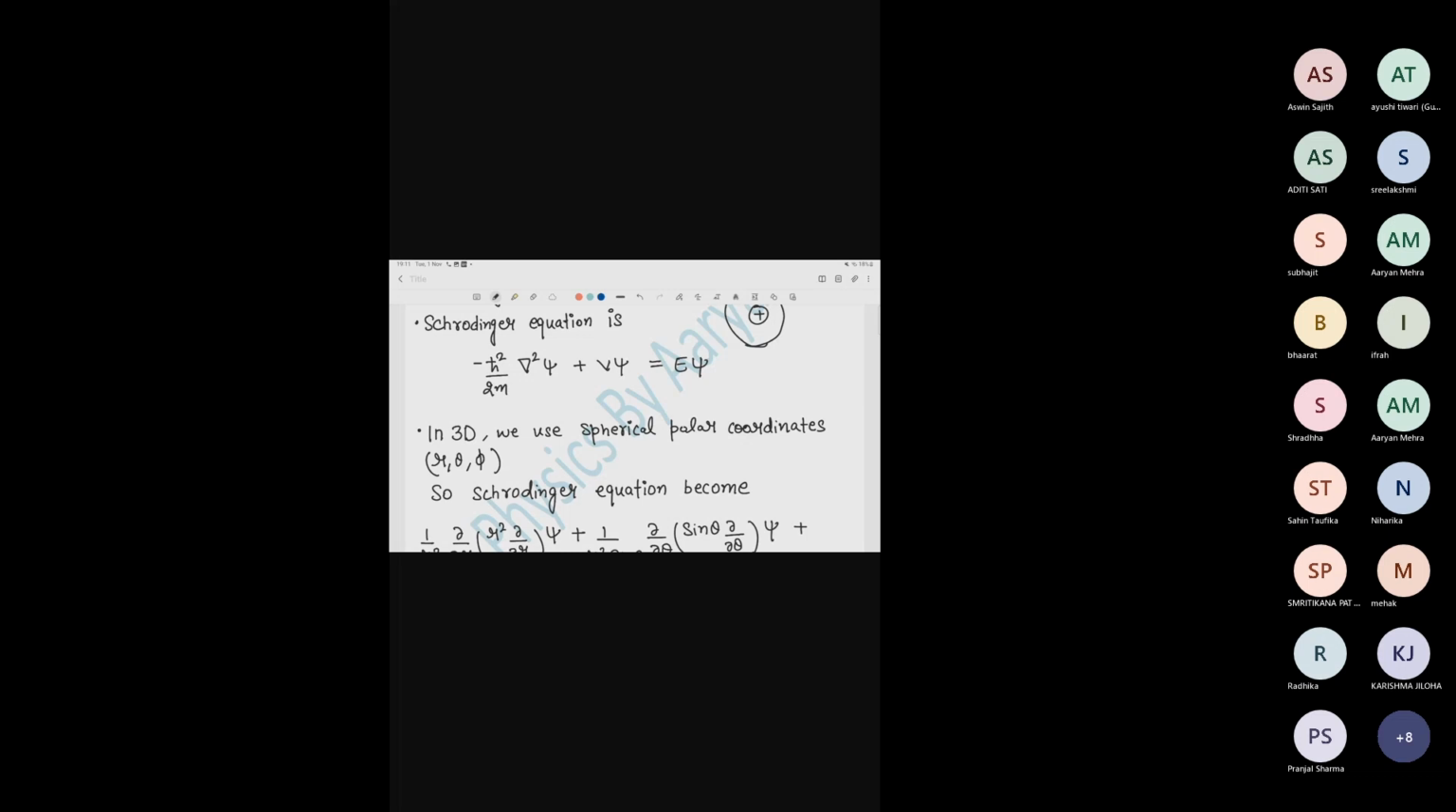So out of these 3 terms in the Schrodinger equation, which term do you think will actually tell you about the symmetry? Okay, the phi.